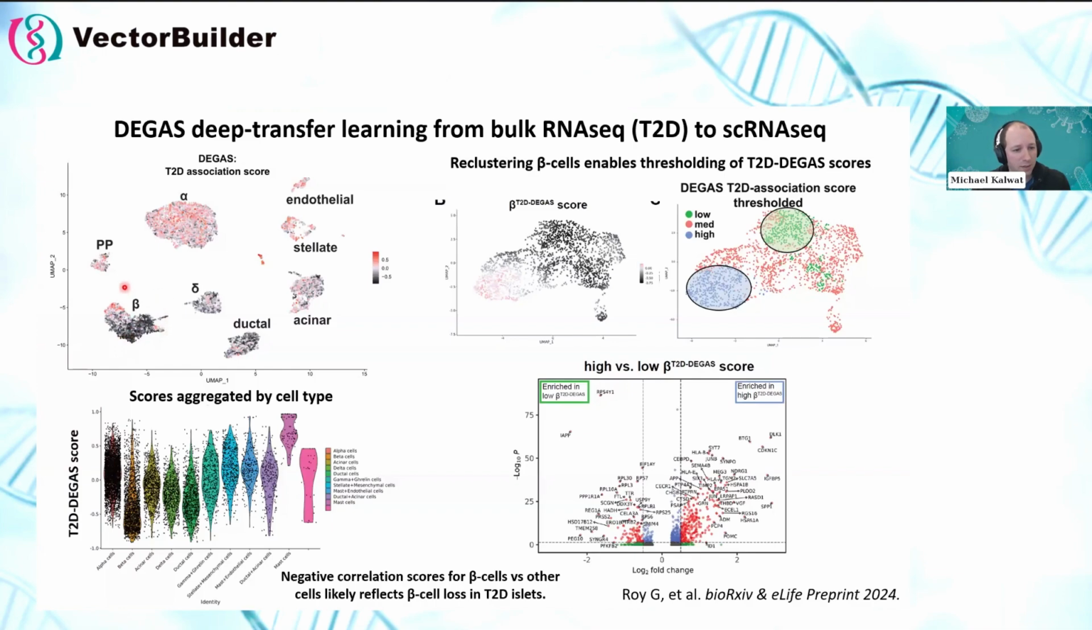Nevertheless, we can excise these beta cells from this UMAP plot and plot them by themselves and recluster them. And we can identify the high and the low scoring cells. And using Seurat, the package used to analyze single cell data, we can compare the high and the low scoring cells and find genes that are enriched in one or the other. And so, after we did that, one of the most enriched genes in the high scoring T2D beta cells is this gene, DLK1.